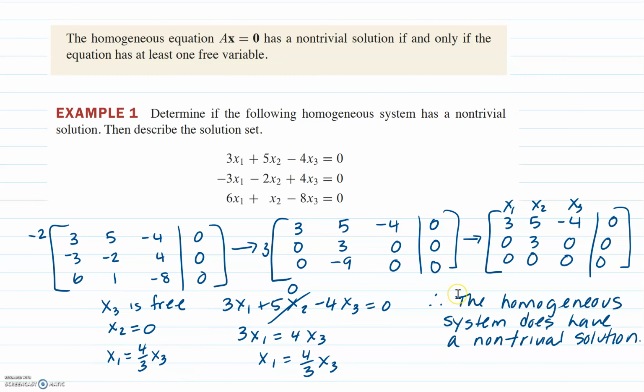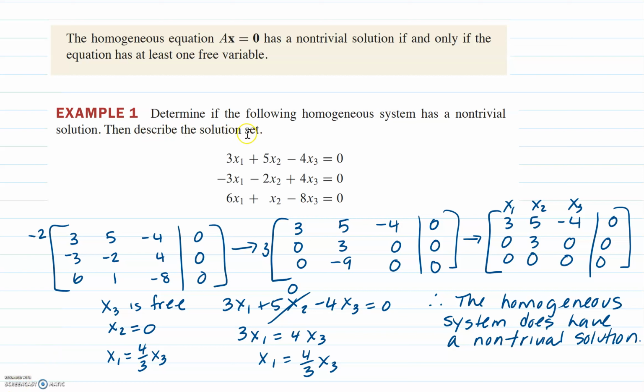So this homogeneous system does have a non-trivial solution, which agrees with the statement that it has a non-trivial solution if and only if there is a free variable. x3 was free, and it makes sense because x3 can be anything. x3 can be 0, and you'd have the trivial solution. x3 could be 1, and then x1 would be 4/3. x3 could be 3, and then x1 would be 4. So there's an infinite number of solutions you can choose here.